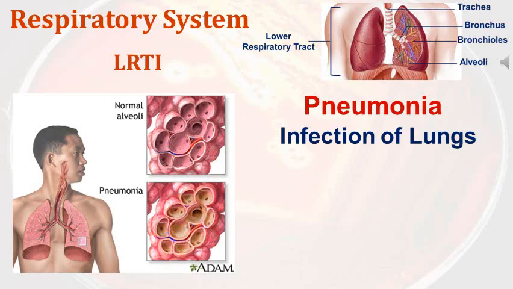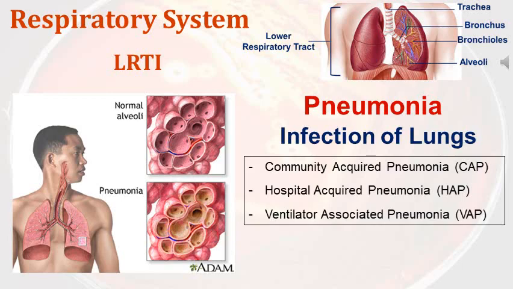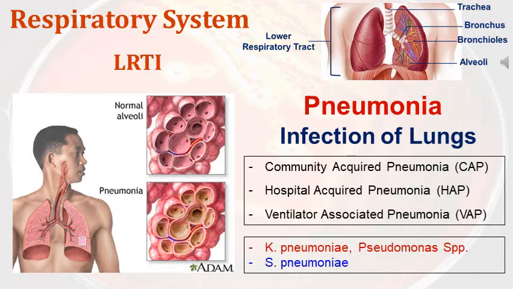Depending on the mode of transmission, pneumonia further divides into three categories. First one is CAP, that is community acquired pneumonia. Second one is hospital acquired pneumonia, where the patient got this pneumonia within the hospital stay, or precisely post 48 hours of hospitalization. Then the third one is ventilator associated pneumonia. The main causative organisms, or pathogens responsible, for pneumonia are Klebsiella pneumoniae, Pseudomonas species, and Streptococcus pneumoniae.